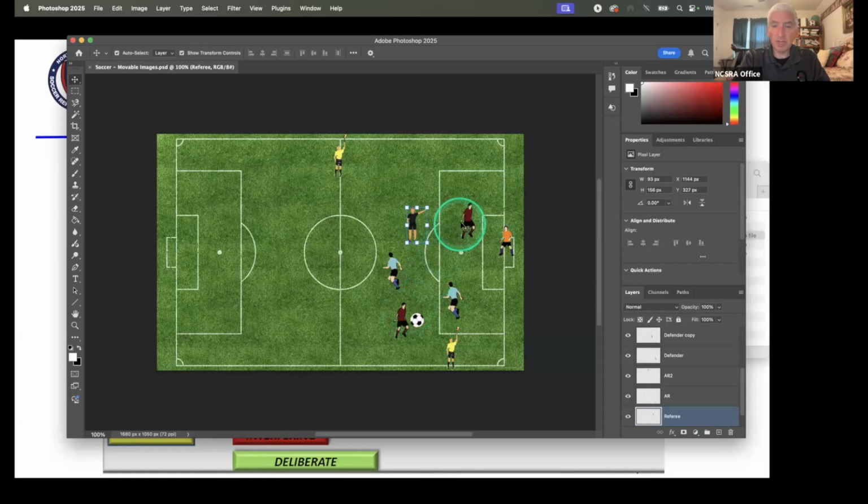This attacker plays it to this attacker. Yeah, it's offside. When it's last intentionally played by a teammate, he is nearer to the goal line than either the second to last opponent or the ball, and he gains an advantage from being there. Exactly. Offside.